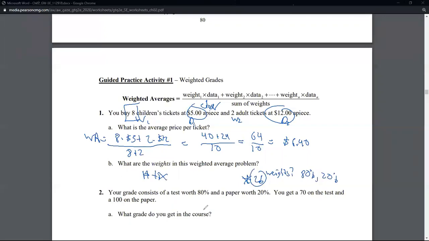All right, so what grade do we get in the course? Well, we got to do the formula, weighted average. So the weights are the 80% and the 20%. We just got to stack the 70 and the 100 with them appropriately. So weight times data plus weight times data, and that's going to be it. There's only two categories. The first weight for the test is 80% times its data. We got a 70 on the test, not a 100, a 70. Plus the paper was worth 20%, that's its weight, times the data is what we actually earned, which is 100. Don't forget to divide by the sum of the weights, which was 80% plus 20%.